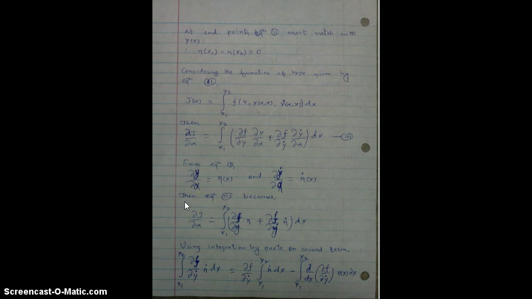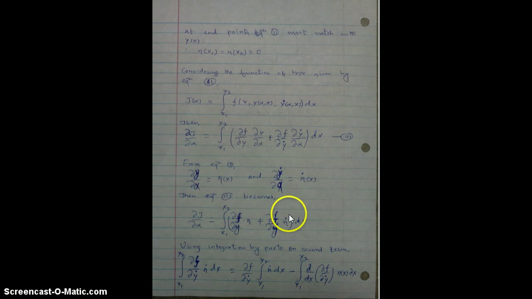Now if I substitute the partial derivative of y with respect to alpha and the partial derivative of y dot with respect to alpha as eta of x and eta dot of x, then this equation would become the partial derivative of f with respect to y times eta plus the partial derivative of f with respect to y dot times eta dot, which is integrated with respect to x from x1 to x2.